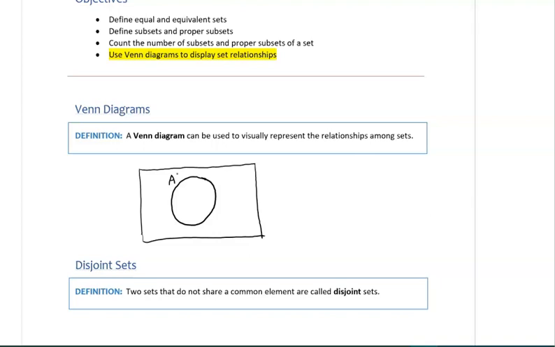Whatever shape we're using. So for example, let's say that A is the set of natural numbers from 1 to 5. We would just place those elements in set A like that. Now, Venn diagrams can be used to represent sets and relationships among them. So this Venn diagram is representing set A, where A is the set of natural numbers between 1 and 5. Now, multiple sets can be represented in one Venn diagram.